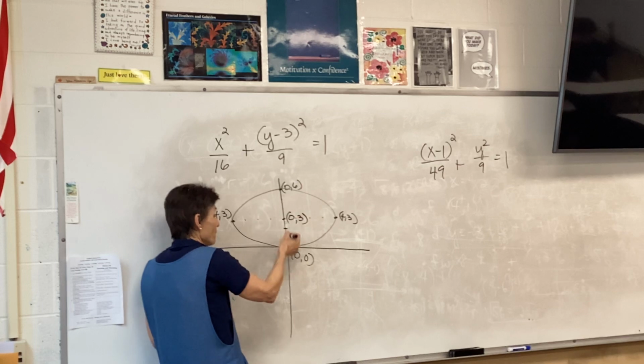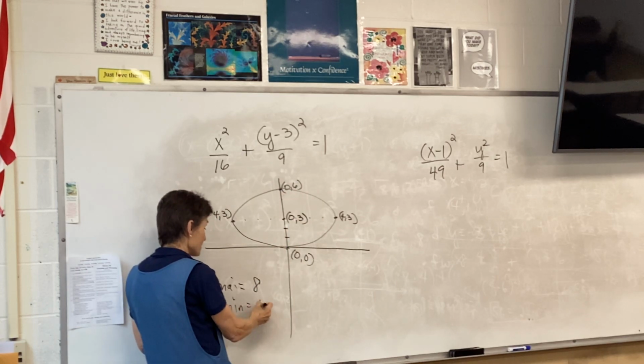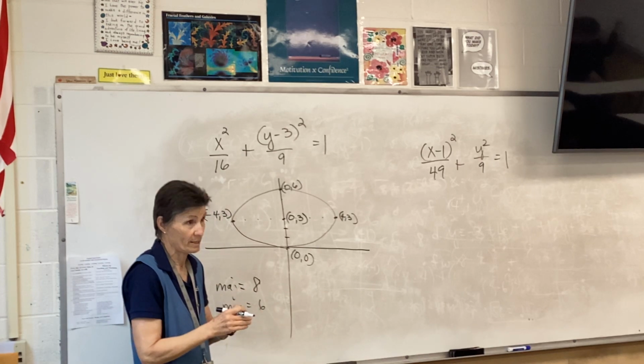We went 4 each way. Now, what about the minor axis? How long is that? 6? Because I don't think that's hard. I think it's easy to this point.